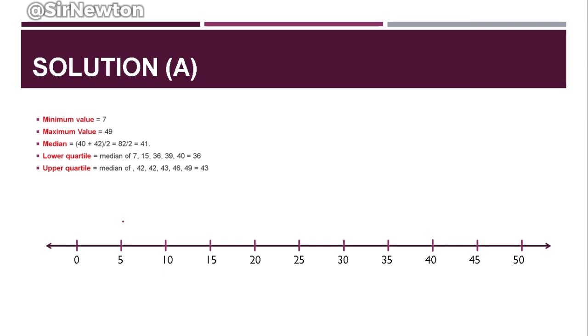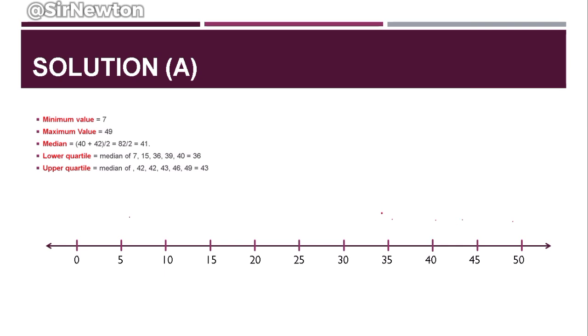So what is my minimum value? From my number line, the minimum value here is 7, so that will be around here. So you mark that place. Then the maximum value is 49, and from my diagram on my number line, it will be around this place. The median is 41, which will be around this place, and the lower quartile is 36, which will also be around here. The upper quartile is 43, and then the 43 will be around here.